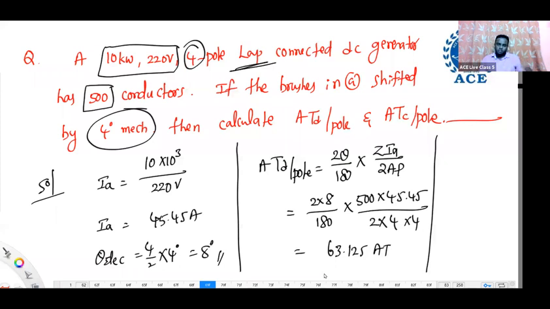Integer or whatever it is, you may get any, because these are all just values we are giving. Theoretically, anything we can give, anything we can calculate. Integer or fraction, whatever you get is fine.